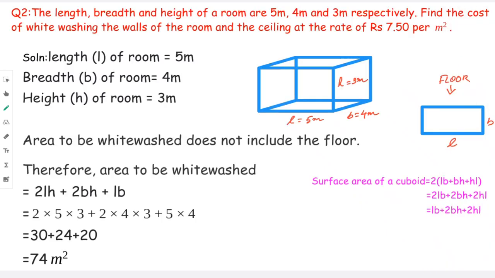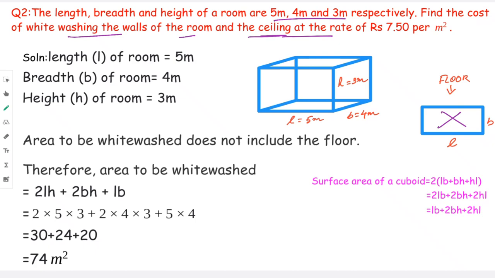All right, this is also almost similar to the first one. The length, breadth and height of a room are 5, 4 and 3. So once again, it is a cuboid, right? Find the cost of whitewashing the walls of the room and the ceiling at a rate of 7.50. That means we first have to find the area, right? Once again, remember, the floor is excluded. We're not going to whitewash the floor.